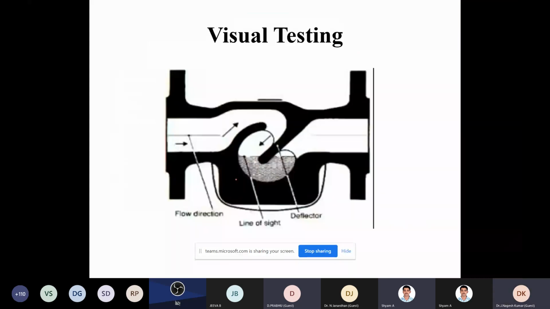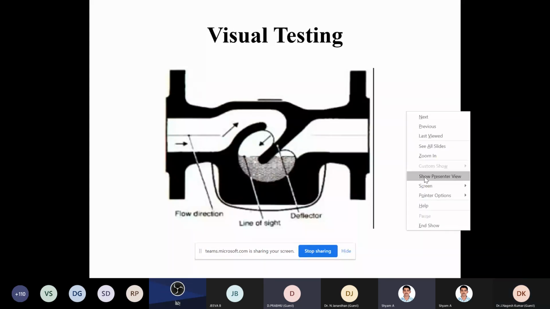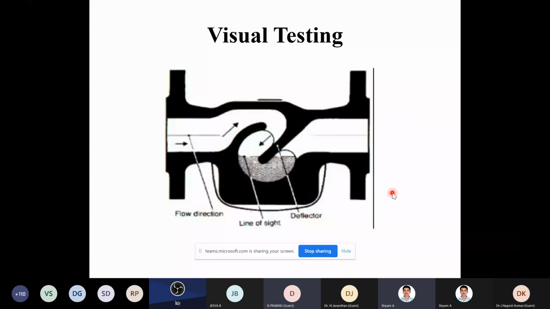Some traps have this kind of visual gauge, from which you can identify whether it is working or not. So now if you see the liquid flowing, then the condensate is flowing from here. So it is working.